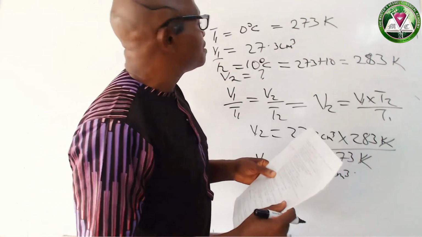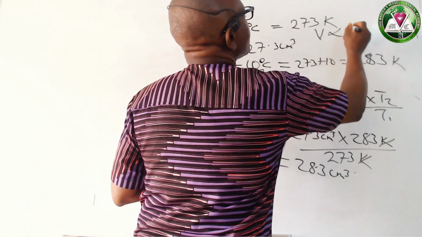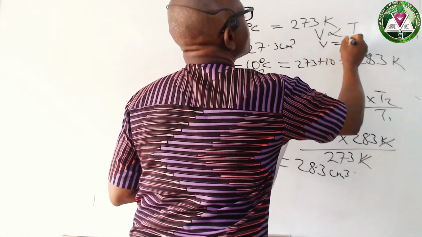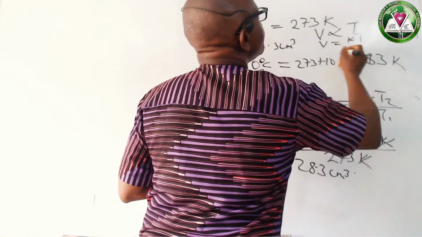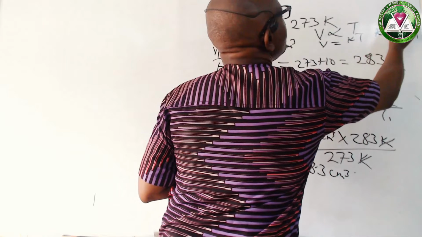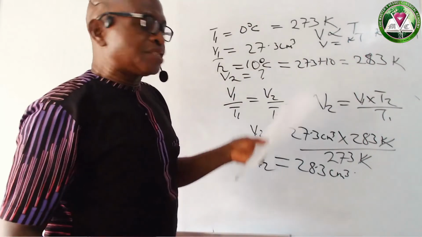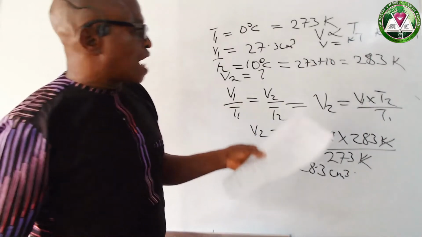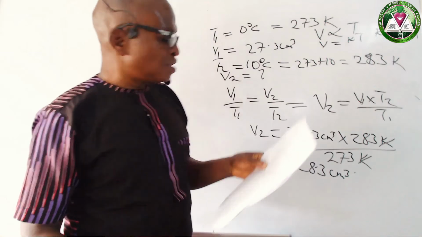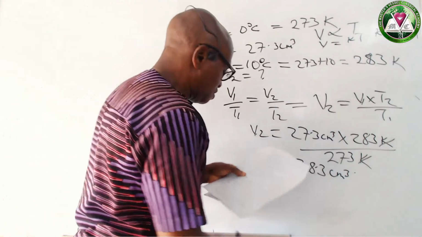Like, you know that Charles' law says volume is directly proportional to temperature. Then you will say V equals KT. Then you will find K equals V over T. Then you will see that is how you have V1 over T1 equals V2 over T2. If you cannot remember it, you do it by first principle and derive the equation yourself.